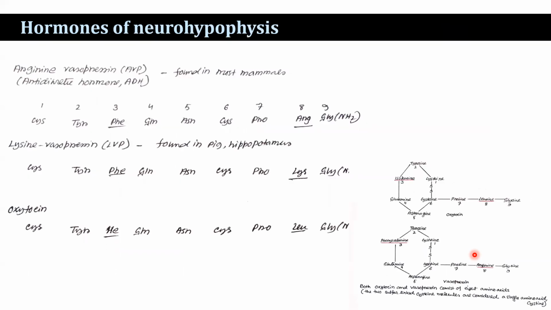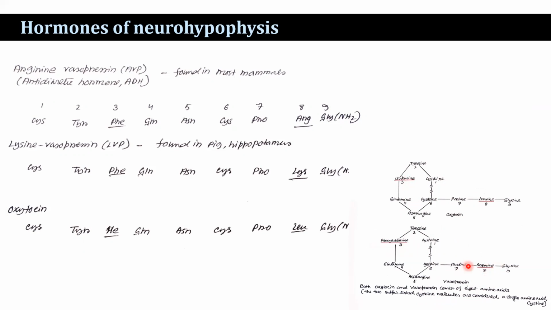Now, you see here that both oxytocin and vasopressin consist of 8 amino acids. But if you count here 1, 2, 3, 4, 5, 6, 7, 8, 9. Why 9, when I mentioned that they consist of 8 amino acids? You see here 2 sulfur-linked cysteine molecules that are considered a single amino acid, that is cysteine. Now, what is the difference between oxytocin and vasopressin? In oxytocin, the 3 position is isoleucine and the 8 position is leucine. In vasopressin, the 3 position consists of phenylalanine and the 8 position consists of arginine.